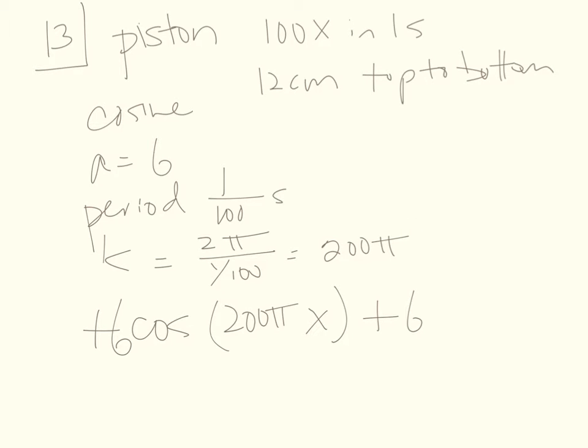So with all of these things in mind, the amplitude of 6, the k of 200 pi, and then our equation of the axis will also be 6, assuming that the bottom is 0 and we're going from 0 to 12, so that would be halfway through. So our equation would be 6 cosine 200 pi x plus 6.